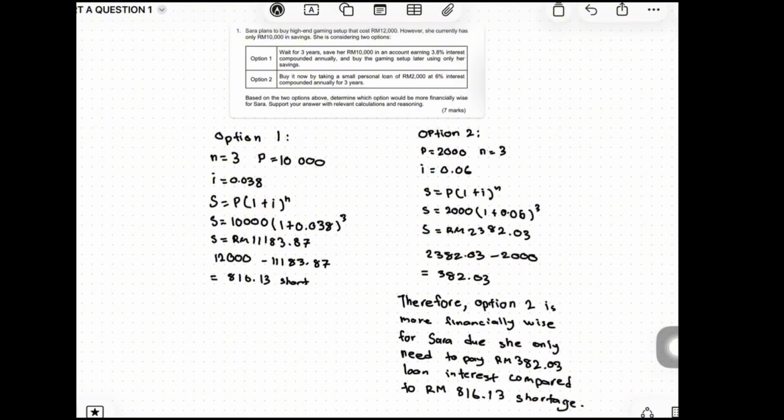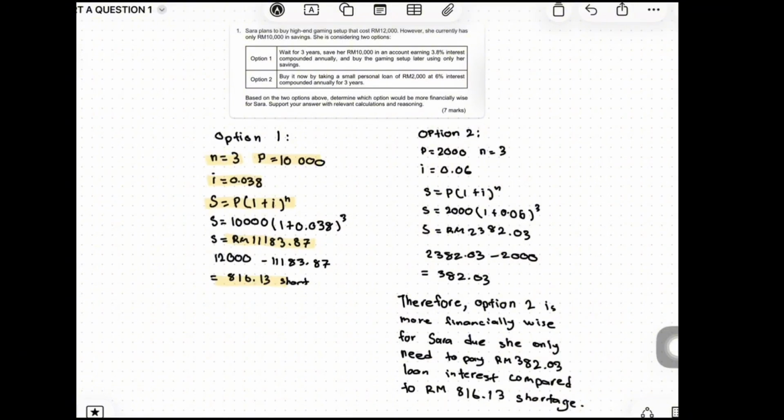After determining the variables, N is 3, P is 10,000, and I is 0.038. I forgot to mention that we will be using the formula S equals P, 1 plus I, to the power of N. After inserting all the variables into the formula and calculating, we get RM 11,183.87. The gaming setup costs 12,000 ringgit. This means she is short by RM 816.13. Let's look at option 2.